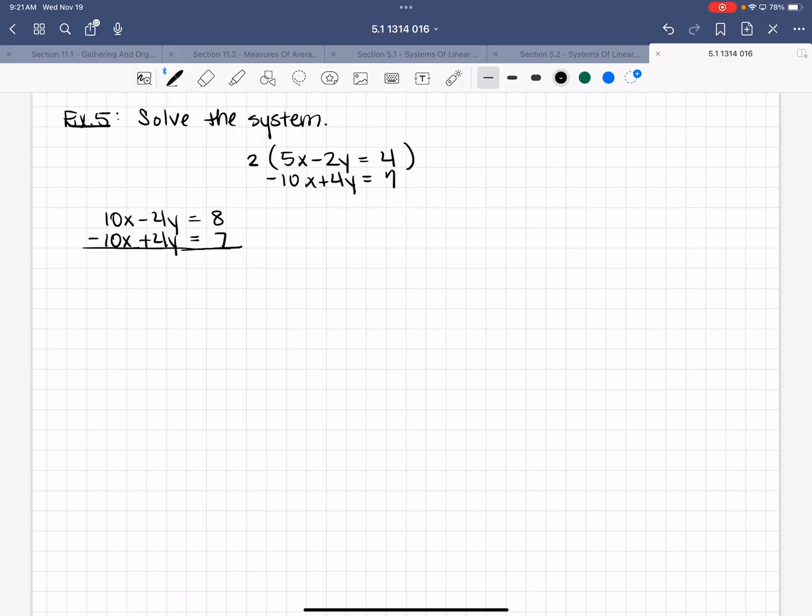Well, when I go to add them, 10x plus the -10x, well, what's that? That's 0, right? That wasn't what I was trying to get rid of, but okay. Well, then what's -4y plus 4y? 0, right? Equals, what's 8 and 7? 15. So I'm getting 0 equals 15. Well, is that ever possible? Nope, not possible.